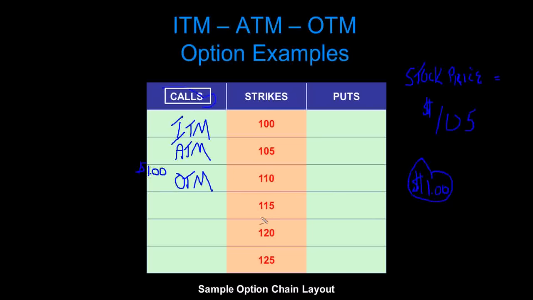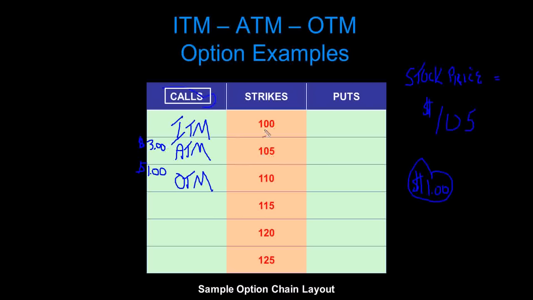Now, if I were to pay, let's say, $3 right here for this one, that means that is at the money. So in reality, if the contract were to expire today, generally speaking, I probably would lose all of my money.